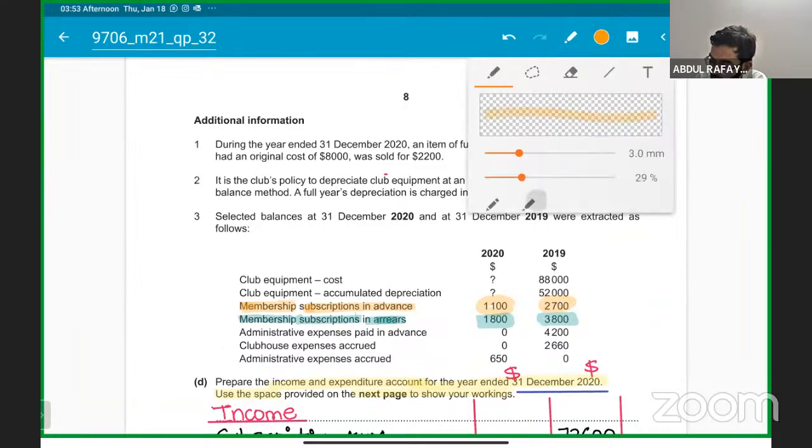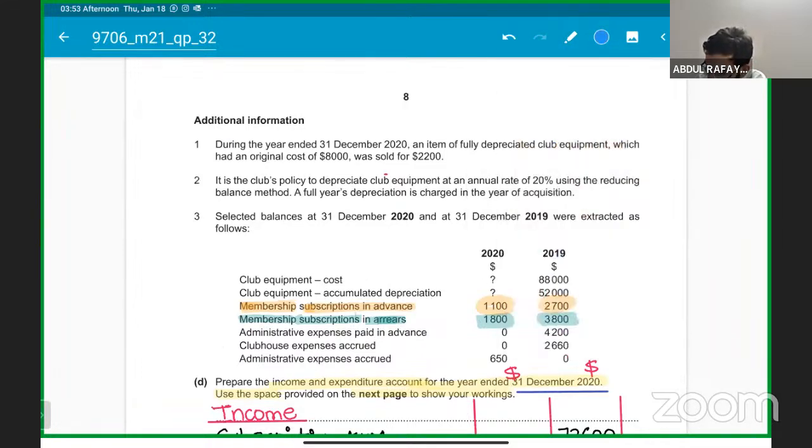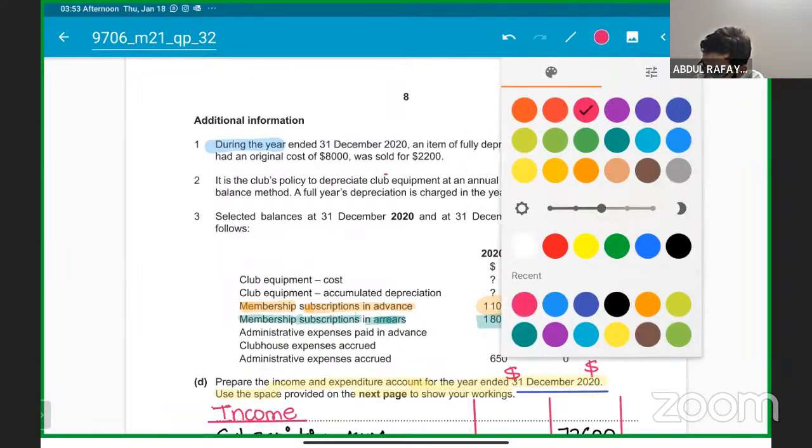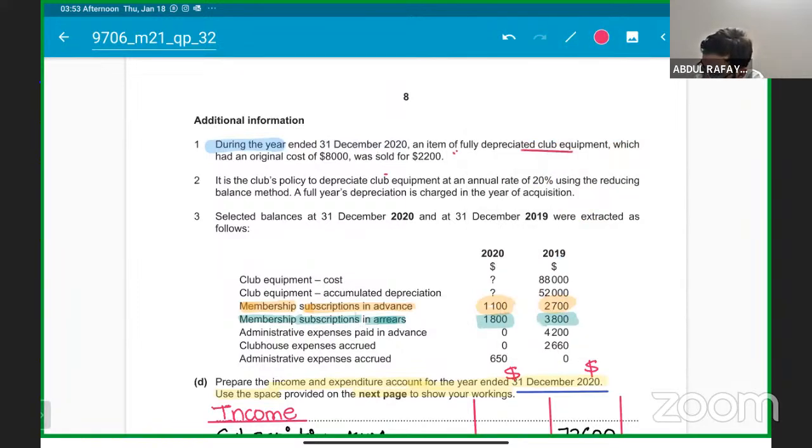Okay, everyone. So we'll have to look at the adjustments, sir, here, that during the year ended 31st December 2020, an item of fully depreciated. Follow very carefully. Very important wordings. A lot of students get confused. It's a fully depreciated club equipment which had an original cost of 8,000. It was sold for $2,200. Everyone there with me?